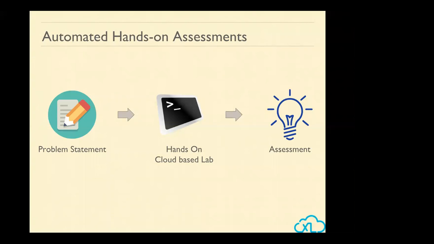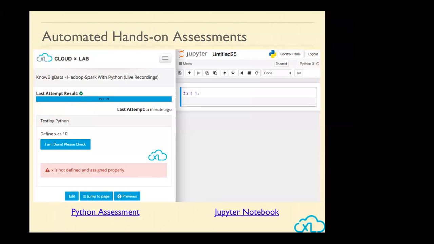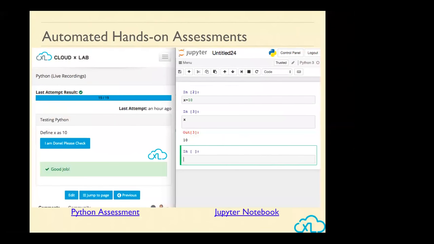You will log in, like for example, here it's asking you to log in. Once you log in, you can click on I'm done and it'll check. Similarly here, it's asking you to write code on the right-hand side. And once you have done that, it will basically give you points and say good job, all right?